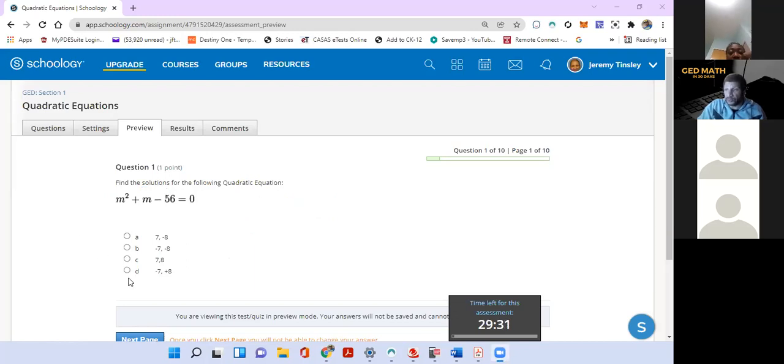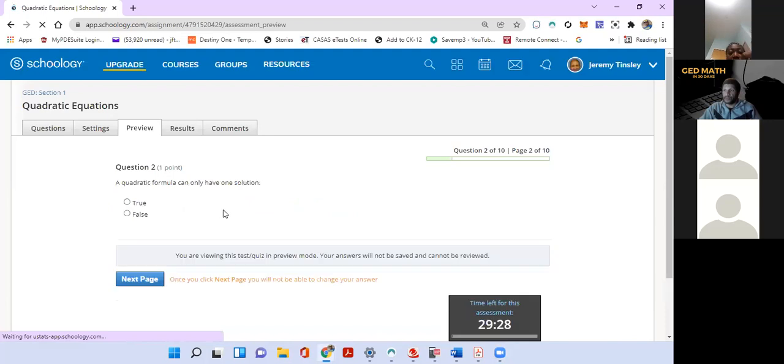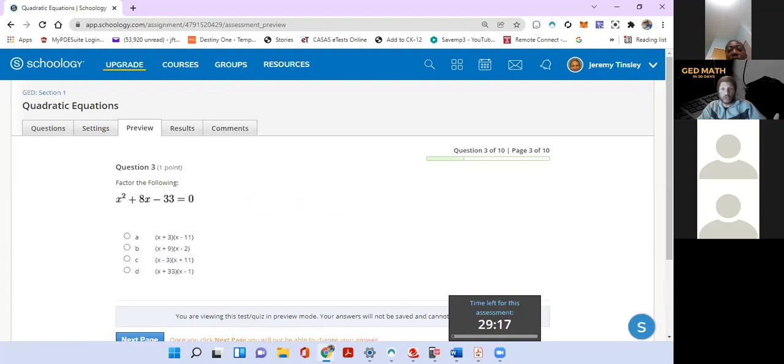Now, I go to the next one. A quadratic formula can only have one solution. You must know a quadratic formula can have up to 2 solutions. So that's false. Again, as you look at these, you have to recognize patterns. So what you notice when A is 1, what numbers are going to give me 33? The middle is going to give me 8. So 1 and 33, 3 and 11. Okay, well, my biggest number must be positive because my middle term is positive. X plus 11, X minus 3.